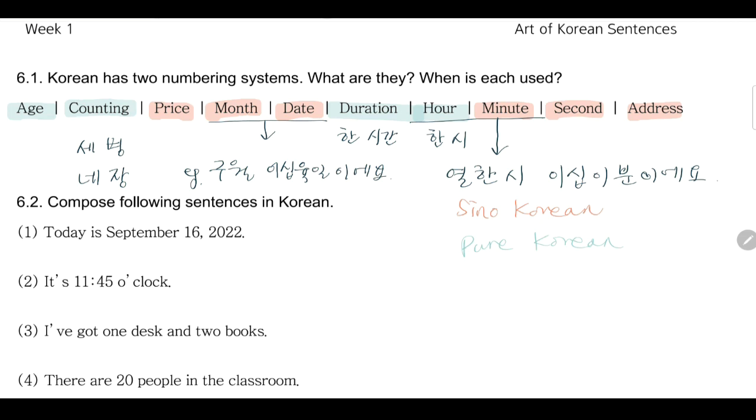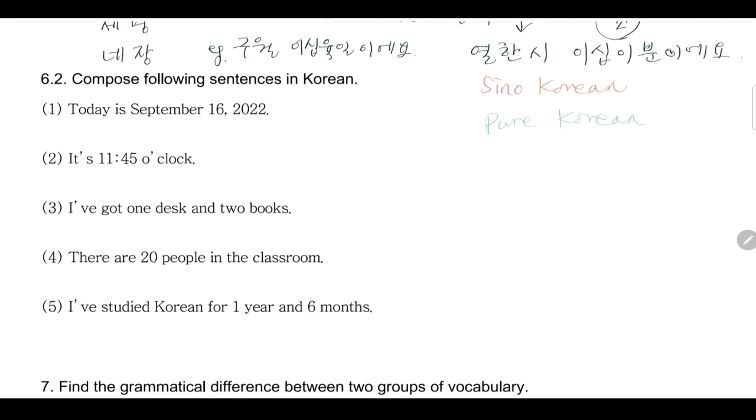됐죠? 자, second 갑시다. Do you know the counter noun for second? 초예요, 초. 1초, 2초, 3초, 4초 이렇게 말해요. 자, I'll give you 3 minutes. 6.2, there are 5 sentences. Please translate them into Korean sentence.